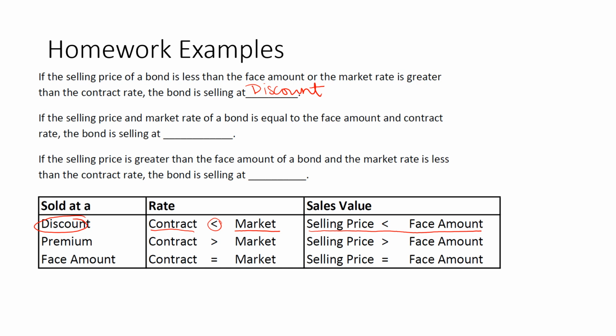The second one says, if the selling price and market rate of a bond are equal to the face amount and contract rate, the bond is selling at what? So if the contract rate and the market rate are equal, and the selling price and the face amount are equal, that means the bond is selling at face amount.